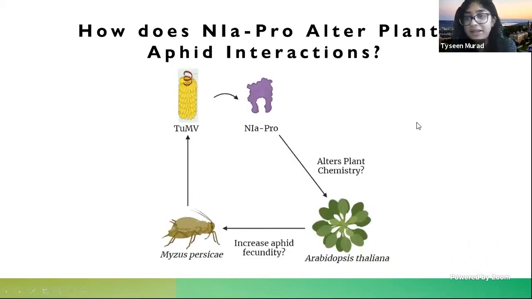So knowing now that NIa-Pro is significant in somehow increasing aphid fecundity, the virus vector host interaction is becoming a little bit more clear. Now we know that TuMV is coding for this specific protease named NIa-Pro that's somehow altering plant chemistry, and that is somehow increasing aphid fecundity. What we focused on this summer is to figure out how NIa-Pro itself is altering this plant chemistry.